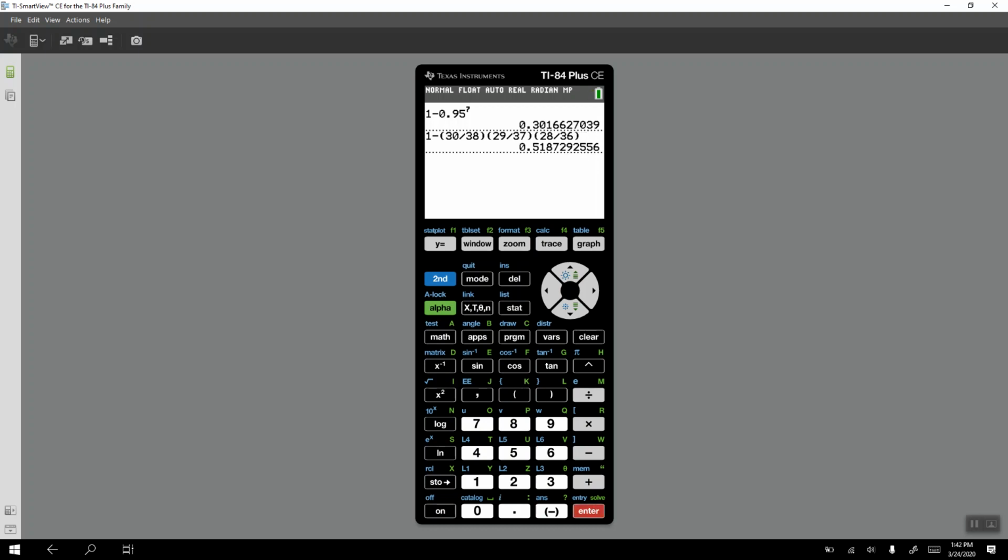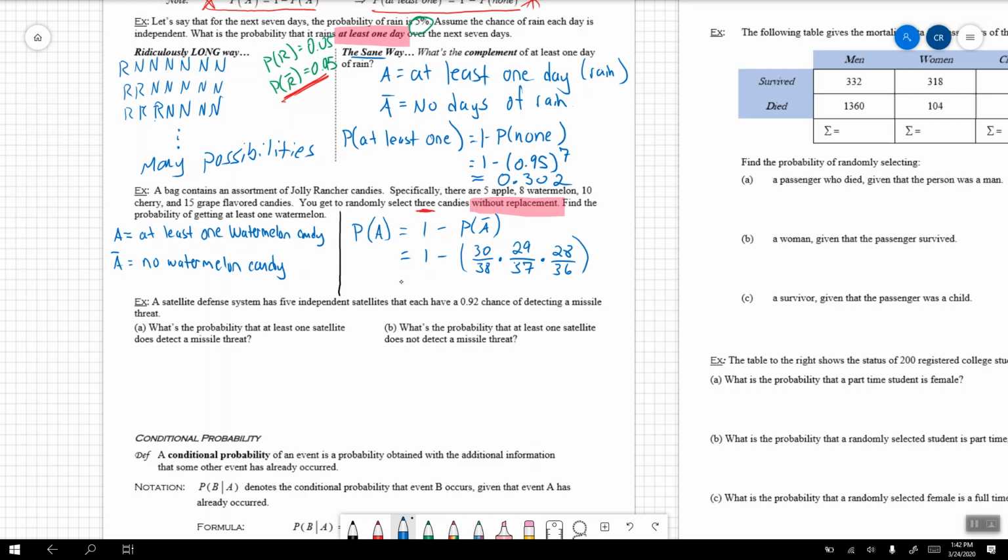So here is the probability that we're looking at. The probability is 0.5187, so on and so forth. So this probability that we're looking at here is approximately 0.519, that we actually get to choose 3 candies that are not watermelon. That's interesting because that's almost half of this probability. All right. Now, let's look at the next example.